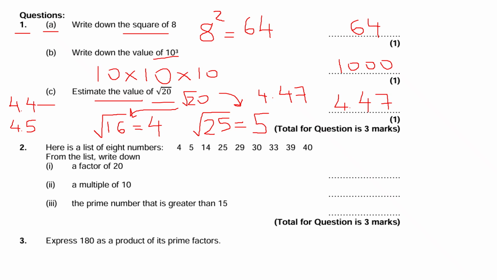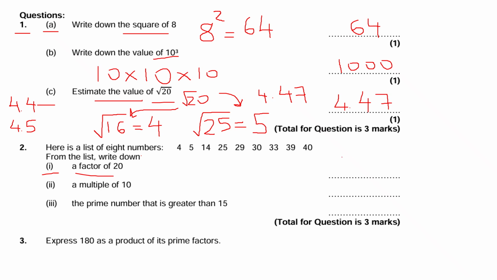Question number 2. Here is a list of numbers: 4, 5, 14, 25, 29, 30, 33, 39, 40. From the list, write down part i, a factor of 20. So the word factor, or factors of a number, is a set of numbers or a number that goes into that number cleanly with no remainder. So a number here that 20 divides into cleanly with no remainder.